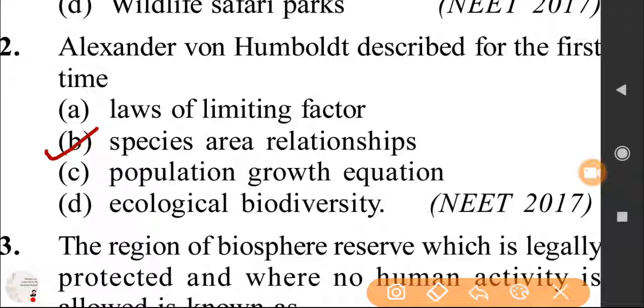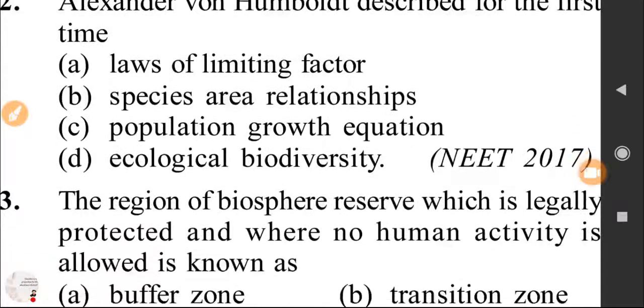He observed that within a region, species richness increases with increasing explored area, but only up to a limit. This is simple. If you explore any area more and more, the species richness, meaning the number of species, will increase in that area, but only up to a limit. So this is what Humboldt described.